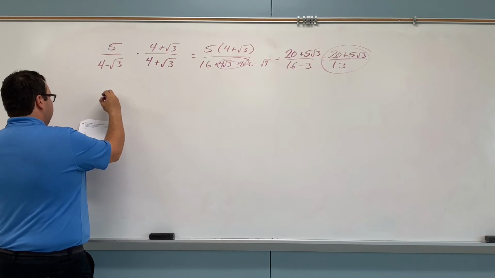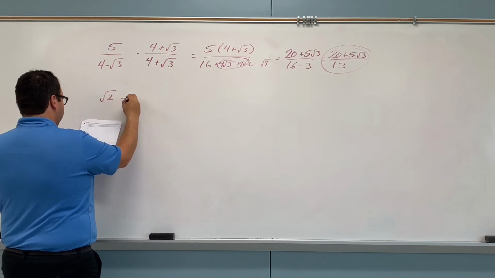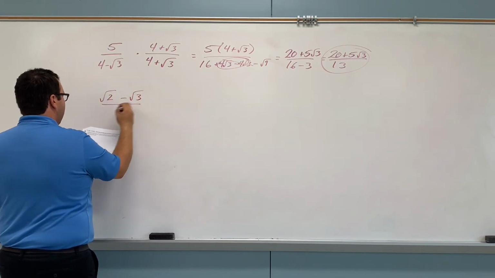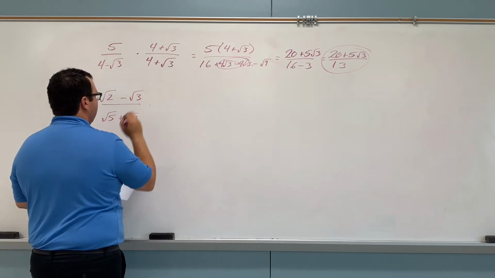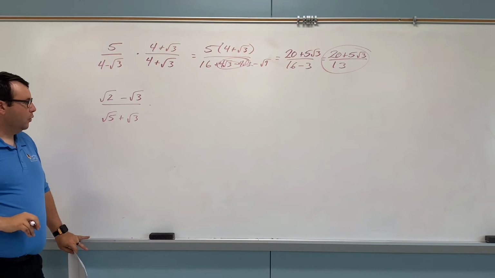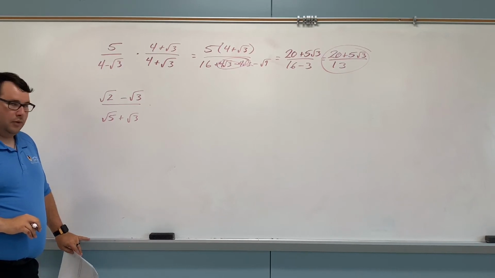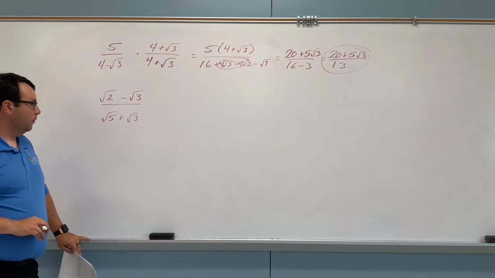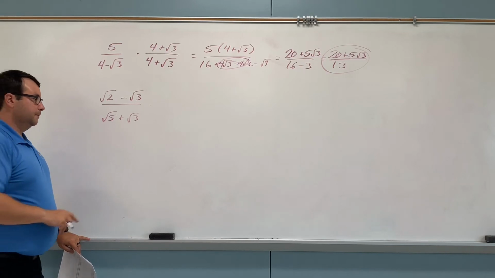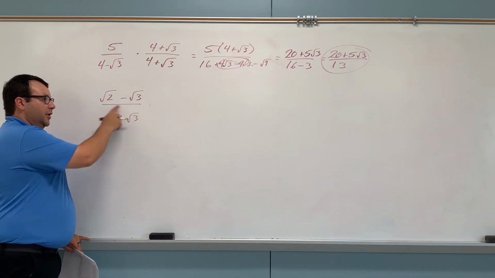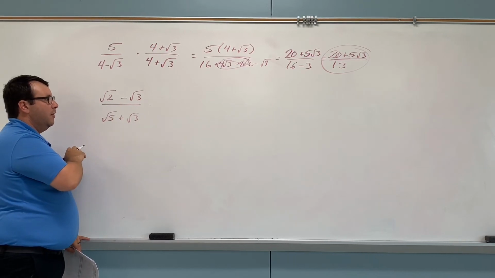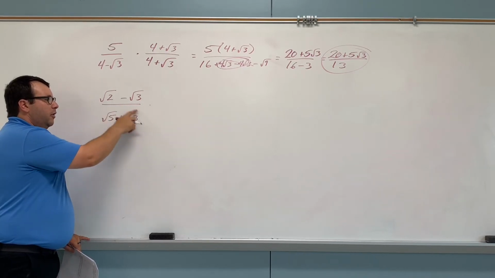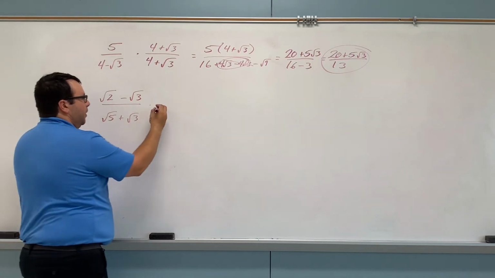So let's try another. I have the square root of 2 minus the square root of 3 over the square root of 5 plus the square root of 3. The question that I have is, what conjugate would I use? Well, I'm wanting to rationalize the denominator, so I'm not worried about the top. So yes, you have radicals everywhere, but I'm only looking at that denominator right now.